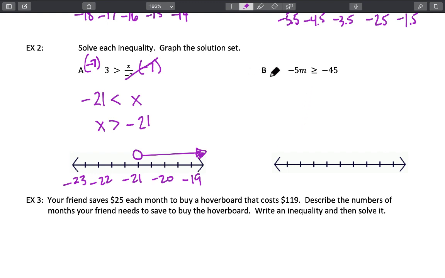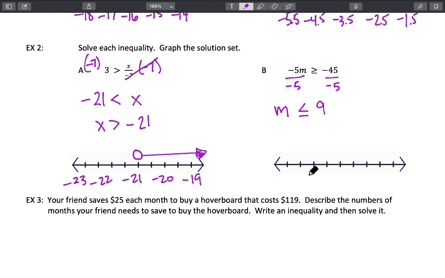All right, in example 2b, we have negative 5 times some variable m. It's greater than or equal to negative 45. We're going to get m by itself by dividing both sides by negative 5. Again, keep that in mind. You're dividing by a negative, so the direction of that inequality needs to be reversed. You've got a negative 45 divided by a negative 5. That is going to be positive 9.